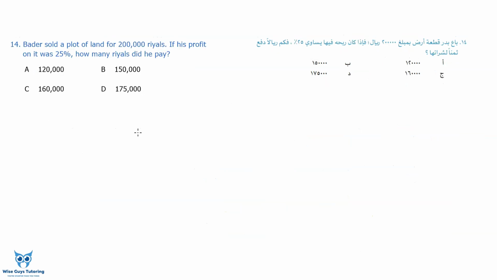This question says, Badr sold a plot of land for 200,000 riyals. If his profit on it was 25%, how many riyals did he pay? You see, I told you we're going to get back to these percentage questions. But for now, we're going to do the real deal. We'll do the real percent increase decrease method, which works best. And it looks like this.